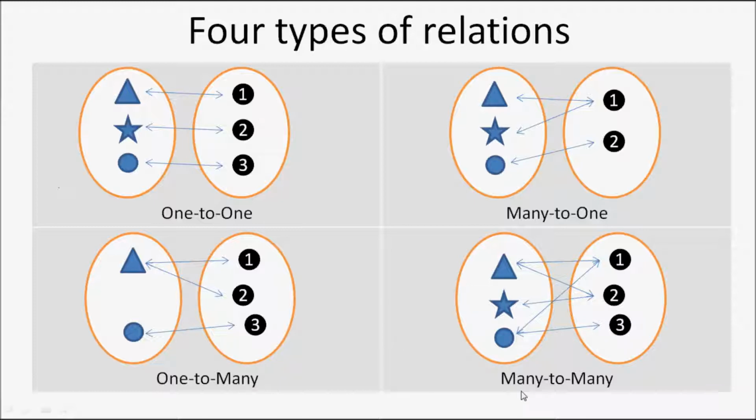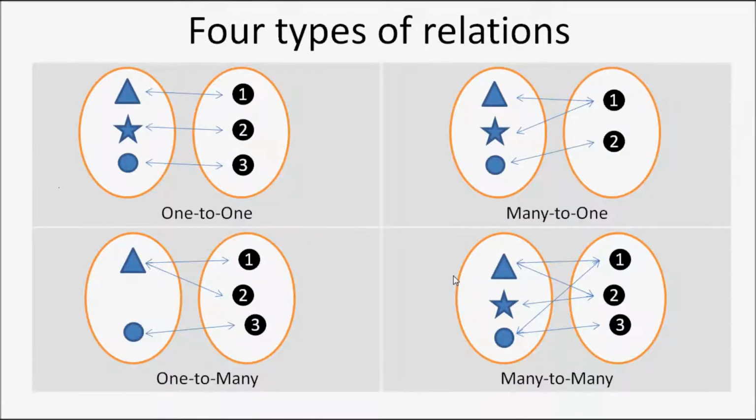A relation can also be many-to-many. So this means that one object from the domain can be connected to more than one object from the range, and one object from the range can be connected to more than one object in the domain. So there are four types of relations: one-to-one, many-to-one, one-to-many, and many-to-many.